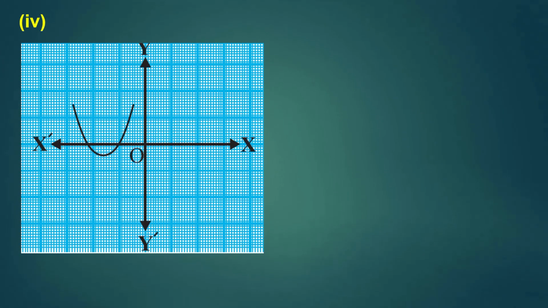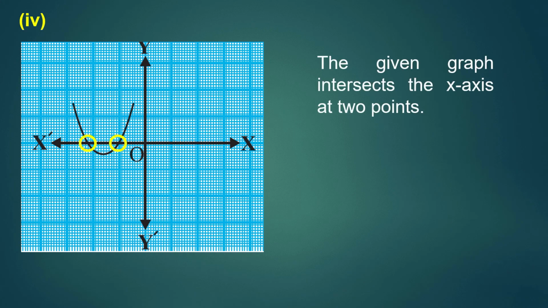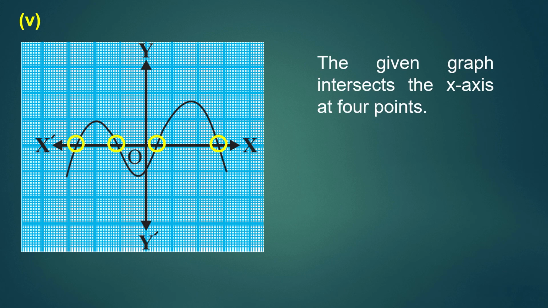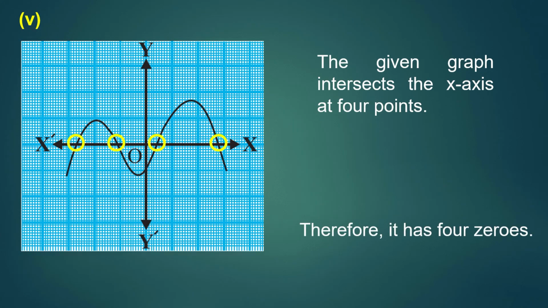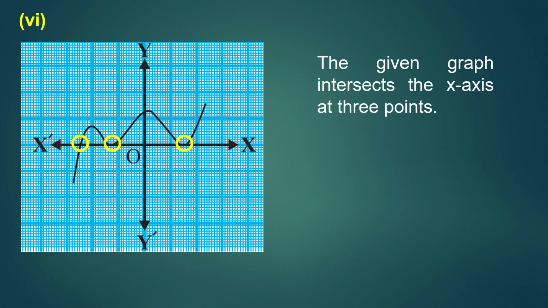In the next part, we can see that the graph of p of x intersects the x-axis at 2 points. This means that p of x has 2 zeros. Moving on to the fifth part, we can see that the graph of p of x intersects the x-axis at 4 points. So we can say that p of x has 4 zeros. In the last part of the question, we can see that p of x intersects the x-axis at 3 points. So we can say that p of x has 3 zeros.